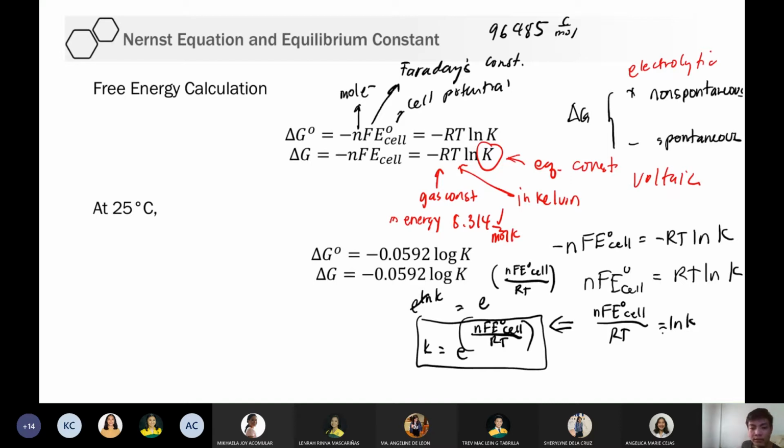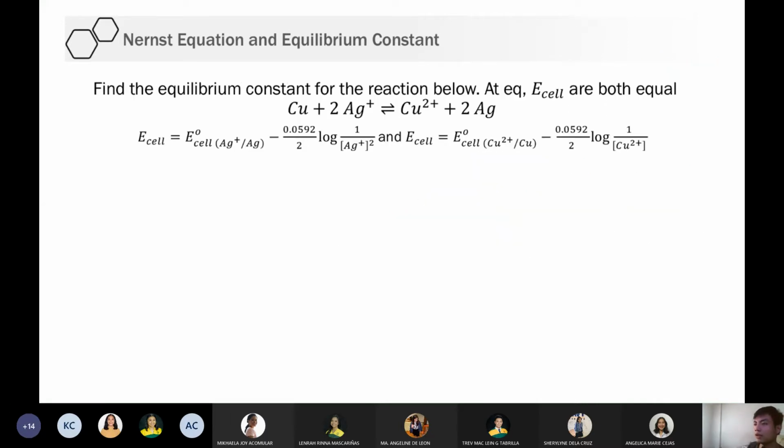Hopefully, okay na tayo sa derivation. Basta yung binox ko, yun na yung gagamitin natin. But again, if you want to know saan galing yan, hindi ko yung kinuha out of nowhere, yun yung derivation. So let's apply this problem. Ito. Find the equilibrium constant for the reaction below.